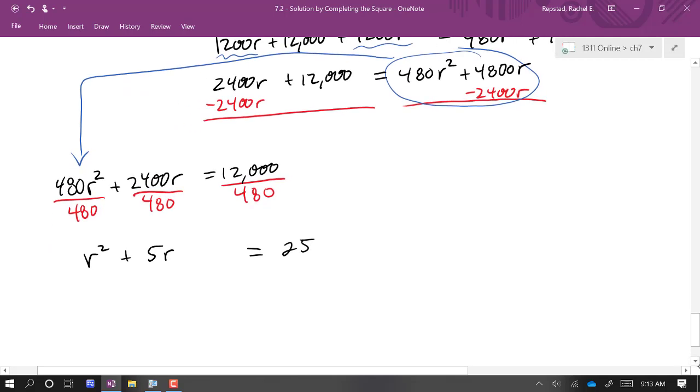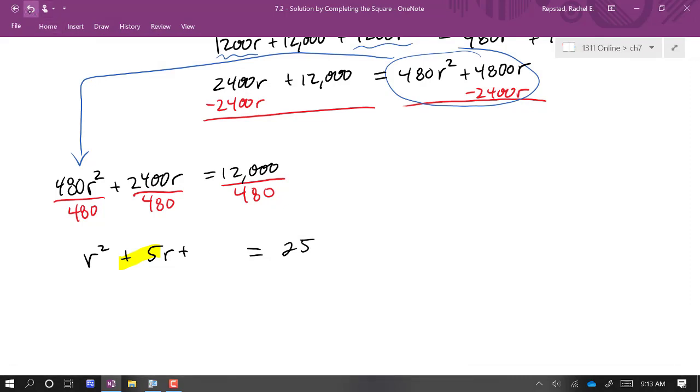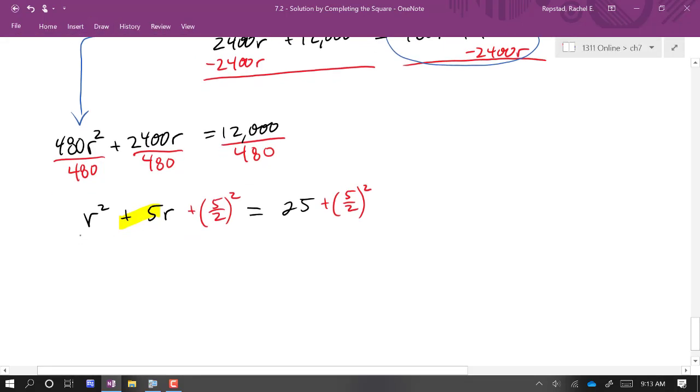And we are going to be clever and choose a number to add to both sides that will give us a perfect square. Remember, we do that by taking this coefficient, cutting it in half, and squaring it, and adding that to both sides. So we're going to add the square of 5 halves. Now the left side here, that's a perfect square. That's what a perfect square looks like.